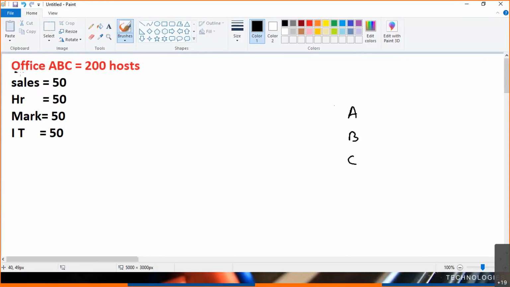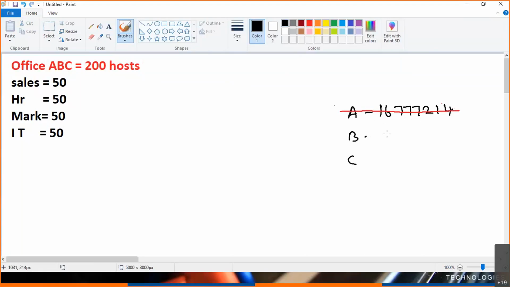See, the Office ABC requirement is how many hosts? 200 hosts, meaning I need 200 IP addresses. If I use Class A, for each network of Class A we have 16 million IP addresses, 16,777,216 actually, but two IPs are subtracted, the network ID and broadcast ID, so 16,777,214. The requirement is 200 hosts only. For 200 hosts, if I use Class A, there will be 16 million IP addresses wasted. So Class A is not recommended.